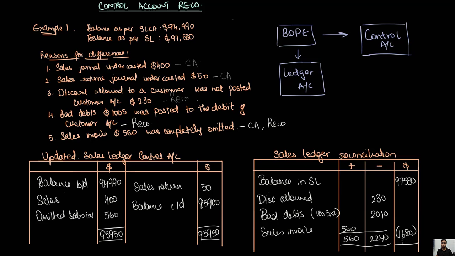When I reduce this 1680 from the 97,580, which is the original balance in the sales ledger, what I get is 95,900. And this has to be equal to the balance as per the updated sales ledger control account. When this balance is equal to the sales ledger control account balance, it also indicates that all the errors that were originally present in the sales ledger accounts are now rectified.